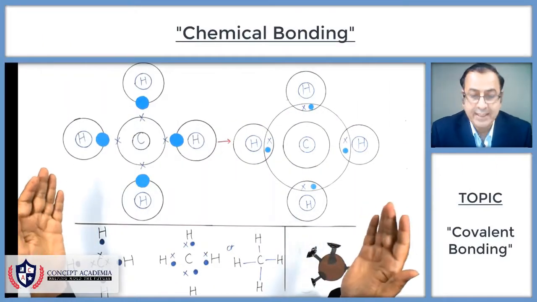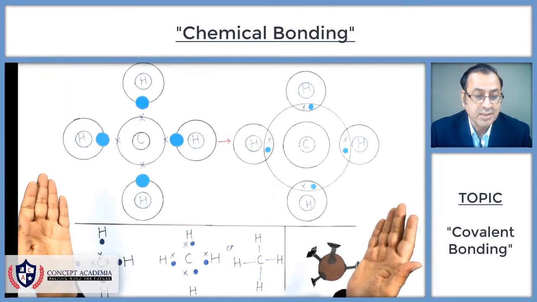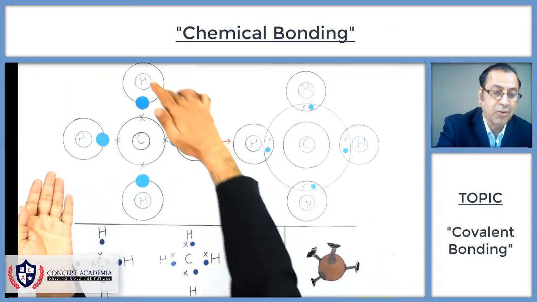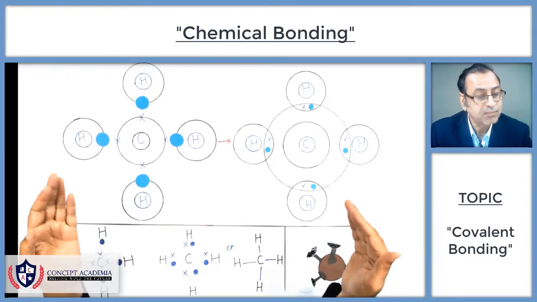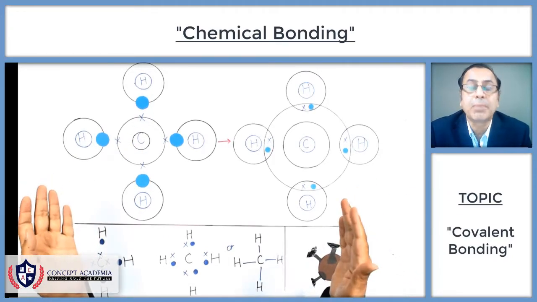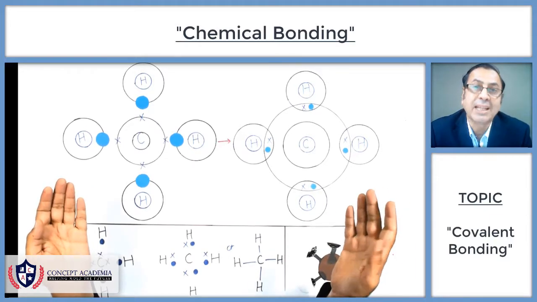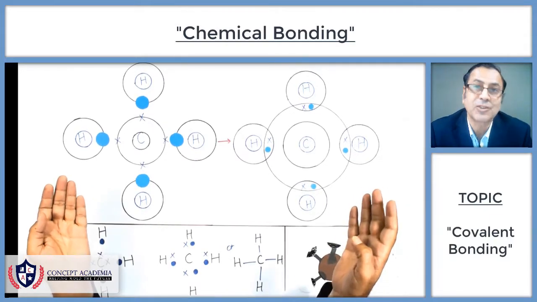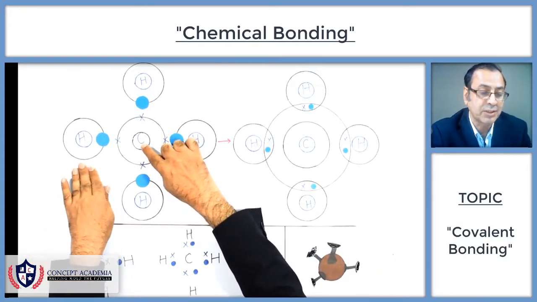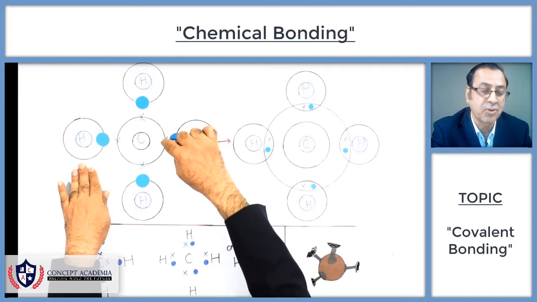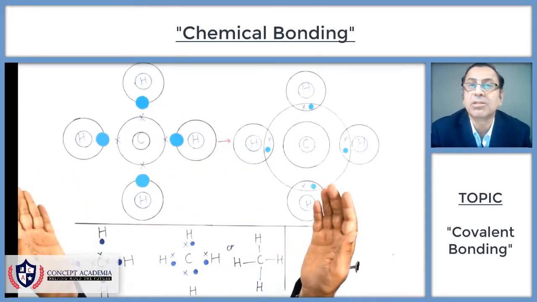So for the next example, it is methane. Methane has 1 carbon and 4 hydrogen, CH4. Carbon belongs to group 4, so carbon has 4 electrons in its last shell. There is a carbon nucleus having protons and neutrons in it, and 4 electrons in the last shell of carbon, as carbon belongs to group 4.